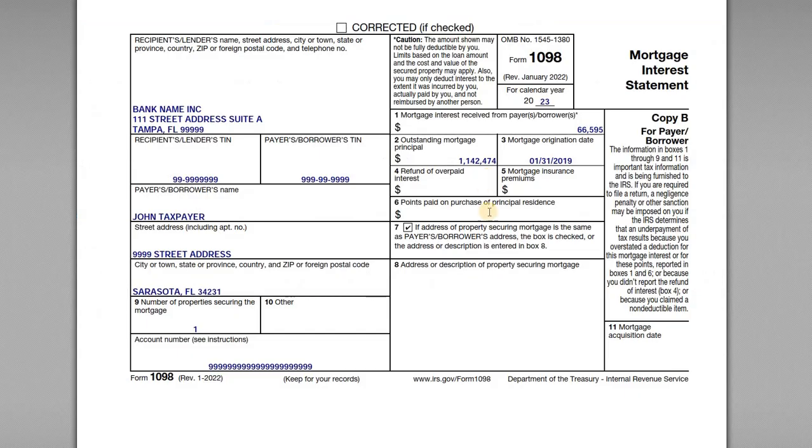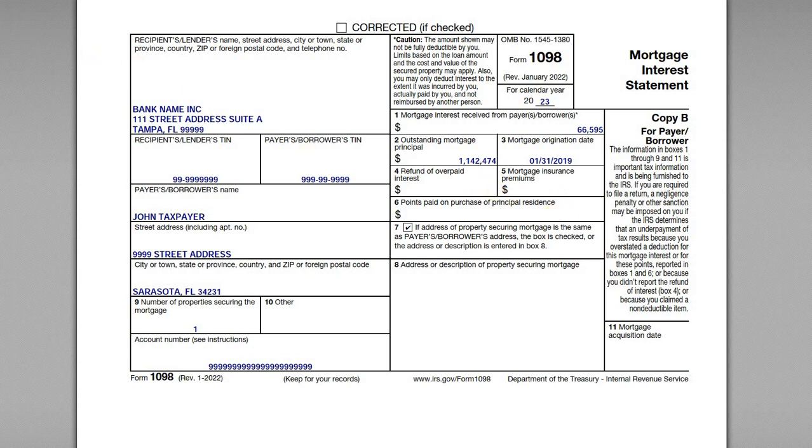So if we have a look at his 1098 a little more closely, we've got it issued here from the bank for the 2023 year. So the total mortgage interest he paid was $66,595. We have a Jan 31 mortgage origination date, and the outstanding principal in box 2, this is at the start of the year, so $1.14 million.